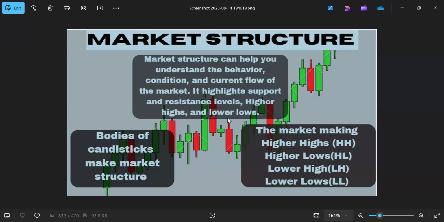All right, cool. So, understanding market structure, let's see. Okay, I can't see the comments, so I'll probably talk and then look at the comments. Just give me a little bit of time.